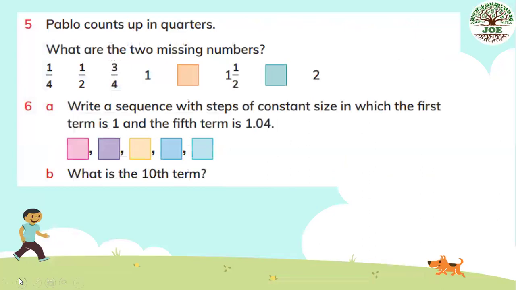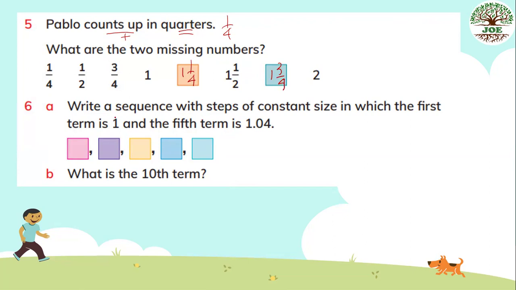Number 5, Pablo counts up in quarters. Quarters mean we have to use the fraction 1/4. What are the two missing numbers? Counts up means we have to add 1/4 each time. 1/4, half, 3/4, 1, and so on.